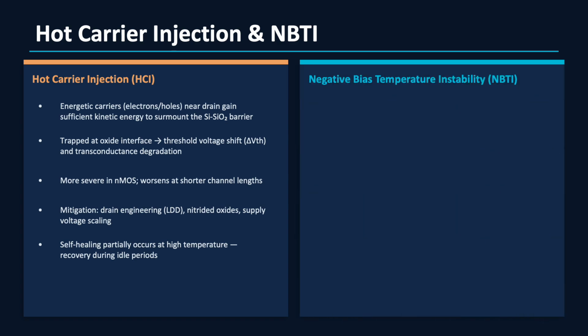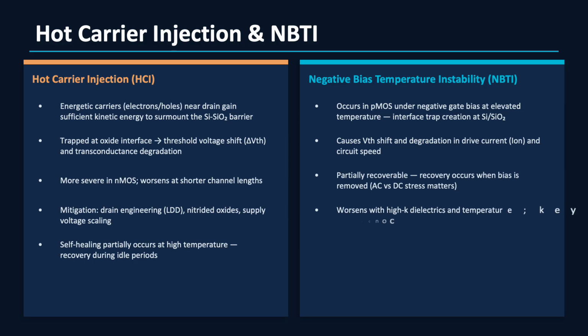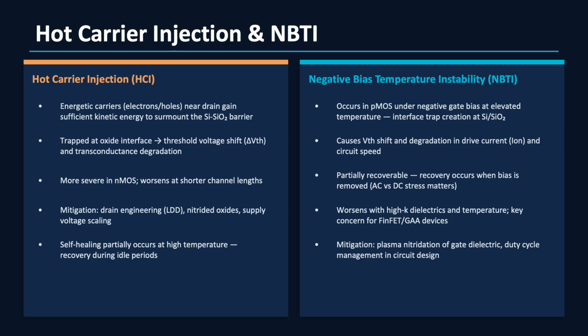Next is the NBTI, or the negative bias temperature instability. NBTI occurs in PMOS under negative gate bias at elevated temperature, caused by trap creation at the silicon and the oxide interface, leading to VT shift and degradation of drive current, or Ion, thus impacting the device performance. It worsens with temperature and can be partially recoverable by duty cycle management.